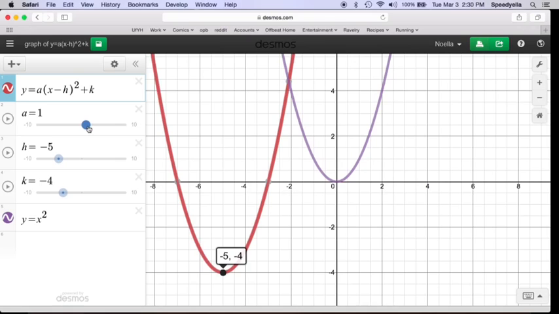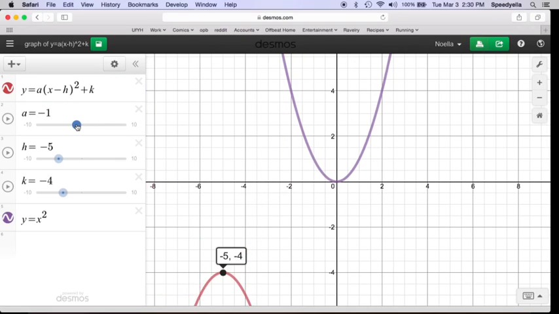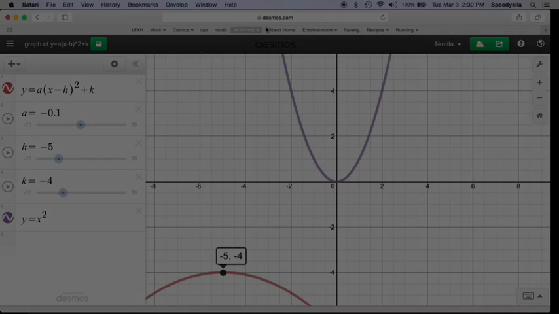Finally, the value of a does two different things. If a is negative, it flips the parabola over. If a is a number that's bigger than 1, it makes the parabola tall and skinny. It could be tall and skinny facing up, or tall and skinny facing down. If my a value is between 0 and 1, it makes my parabola short and fat. It could be short and fat facing up, or it could be short and fat facing down, like this one.